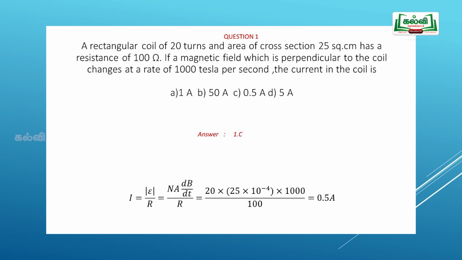So, which are the two things to be considered then? B and A. Either B will be changing or A will be changing. Here B changes at the rate of 1000 Tesla per second. Tesla is a unit of magnetic induction. So, which is changing here? B.